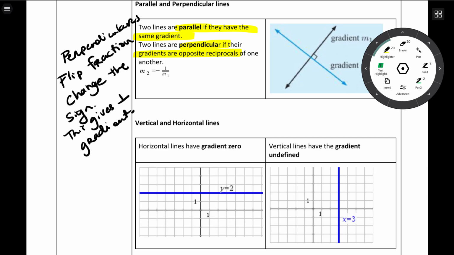Vertical and horizontal lines. Oh, this is actually good because I know some of this stuff, but I don't remember everything. So I see this line y equals 2. Notice, where does it cross? It crosses the y-axis at 2. So a horizontal line is always going to be written in this form, y equals c, where c is the y-intercept.